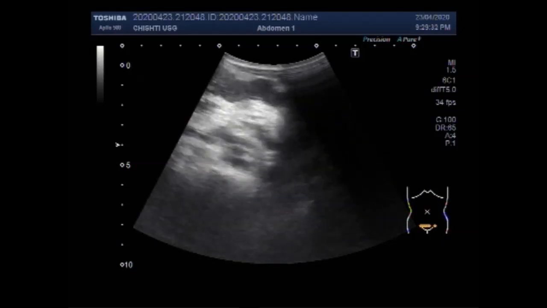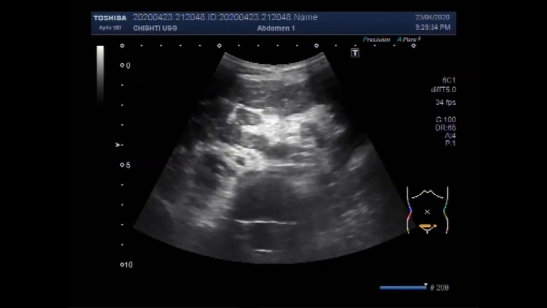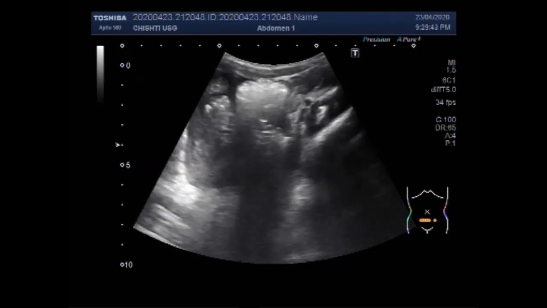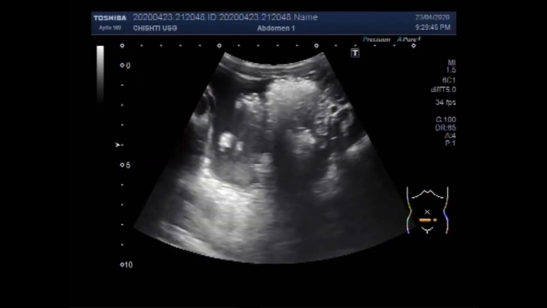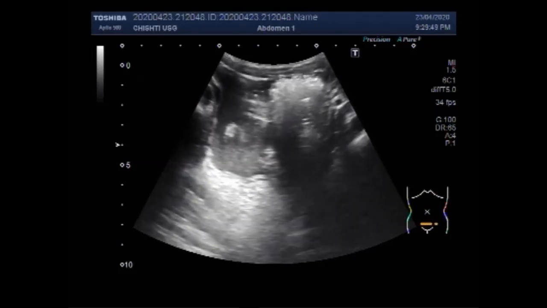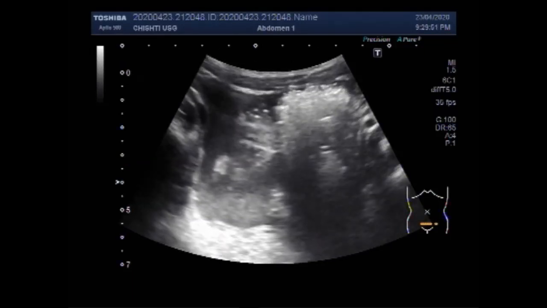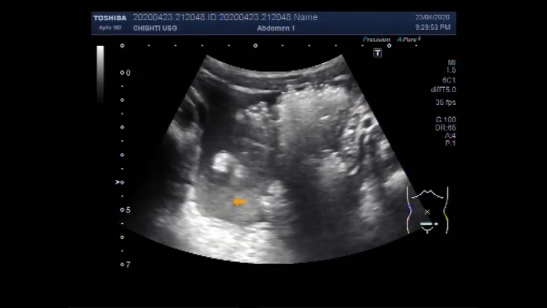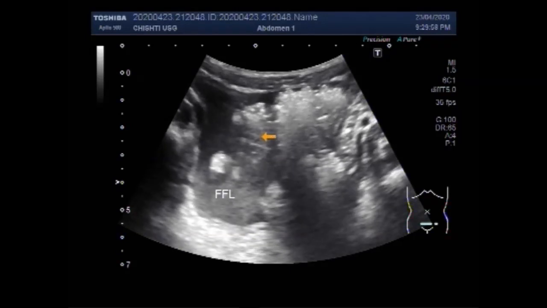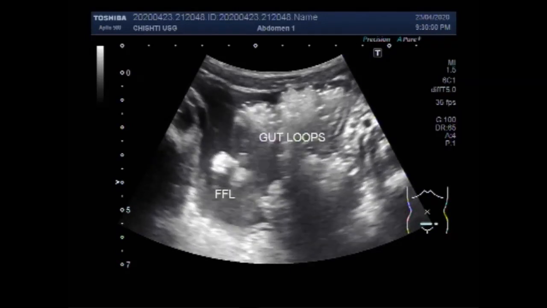The Morison pouch is also called the hepatorenal recess, and this is the space that separates the liver from the right kidney. As a potential space, the recess is not filled with fluid. Under normal conditions, the fluid may be seen on ultrasound or CT scan. The hepatorenal recess is also called the pouch of Morison or Morison's pouch.